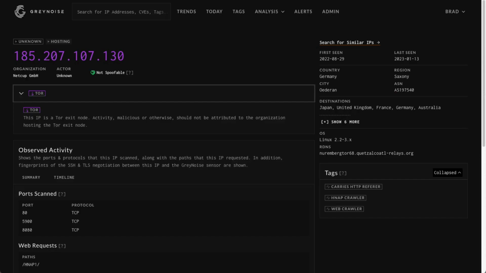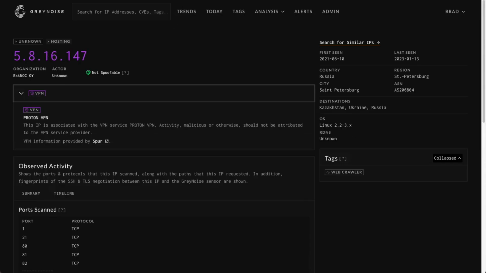First is the Tor tag. This is added to any IP address known to be a Tor exit node. This enrichment helps to identify that the traffic being seen cannot be directly related back to this IP address as an adversary, but rather as a service being used by that adversary to mask their identity.